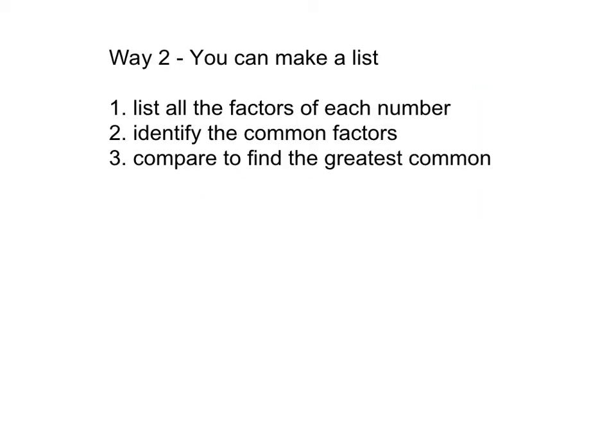Here's way 2 to find that greatest common factor, or the GCF. You can make a list. For step 1, you list all the factors of each number. Step 2, you identify the common factors. And then step 3, you compare to find the greatest common factor.